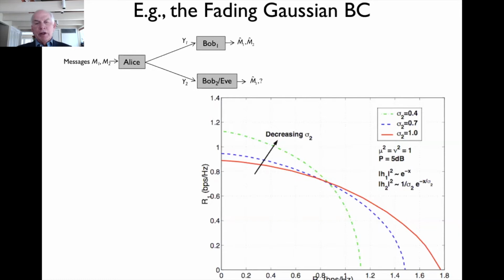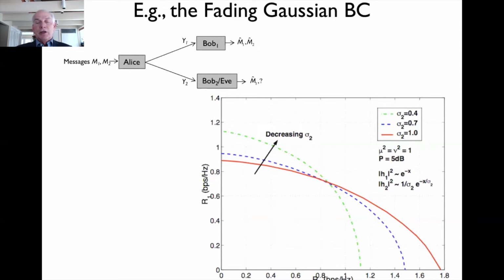And you see we get a very, very similar picture to what we did when we changed the signal-to-noise ratio of Bob 2. As the fading gets more intense on the secondary link, the range of common rates decreases and shrinks, but the range of secret rates increases. So exactly the same kind of thing as the secondary receiver gets worse.